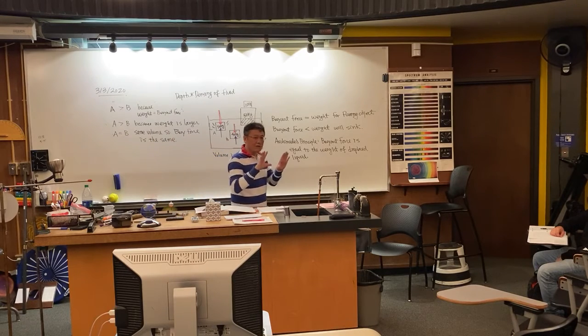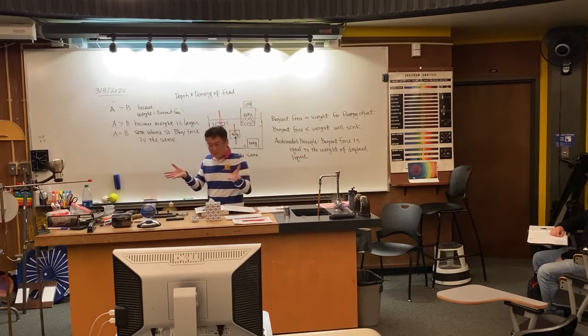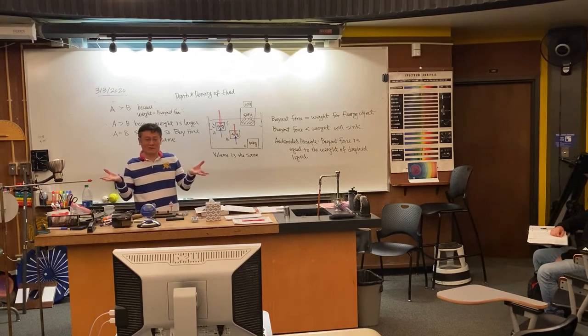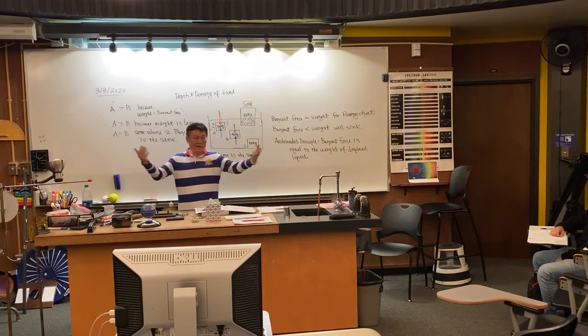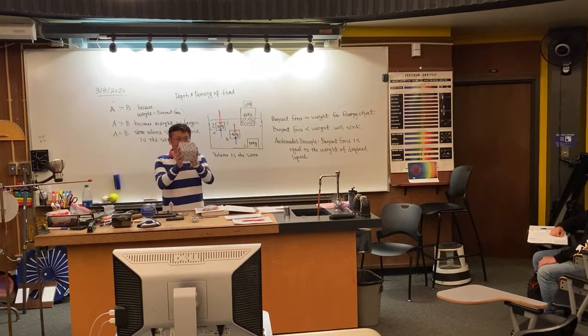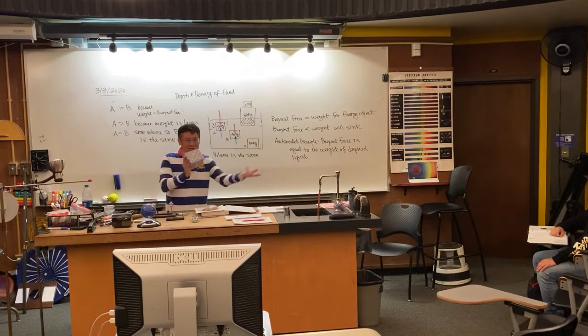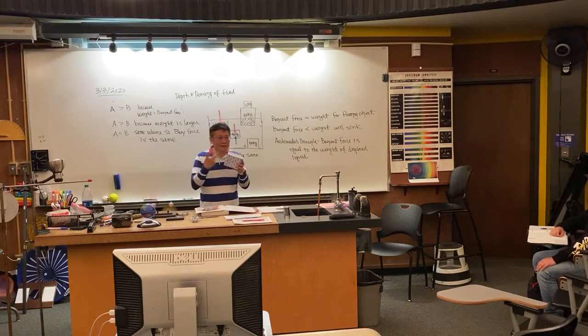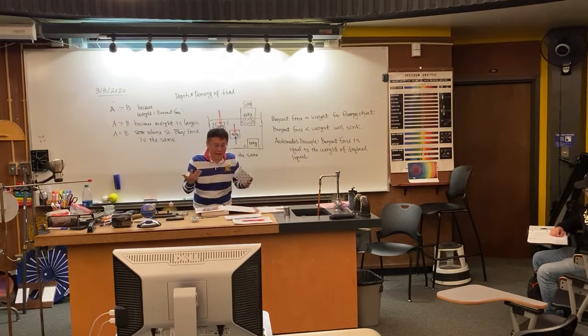If you think about a submarine, a submarine is made of steel, right? It's very heavy. But how can the submarine still float to the top of the water? Because the submarine is like an empty box. The shell is made of steel, but the inside is just air.